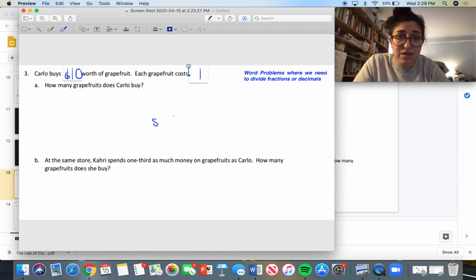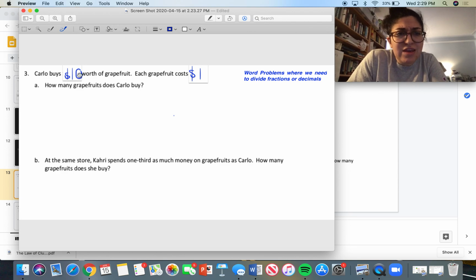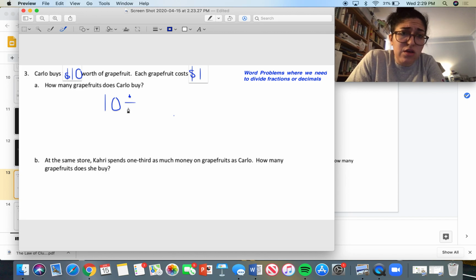And the question was again, well, how many grapefruits can Carlo buy? Well, now, what would you do here? If he buys $10 worth of grapefruit and each one costs $1, then I would know that he could buy 10 grapefruits. How come? Well, he starts with $10. That's my total. And then each time he buys, each group costs $1. And 10 divided by 1 is 10.